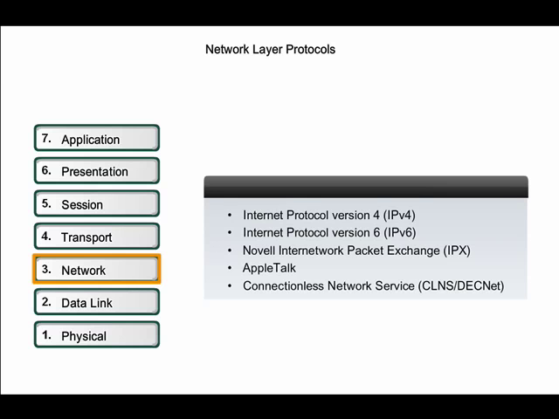For these processes to function properly, there have to be appropriate protocols in use. For the network layer, the most common protocols include Internet Protocol versions 4 and 6, usually referred to as IPv4 and IPv6, Novell Internet Packet Exchange, or IPX, AppleTalk, and Connectionless Network Service. In this video, we will focus on IPv4 since it is the most common network layer protocol in use today.